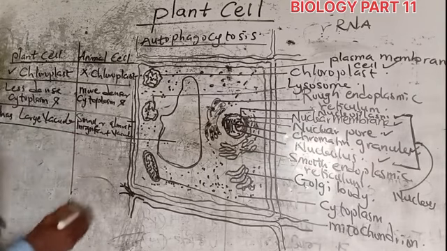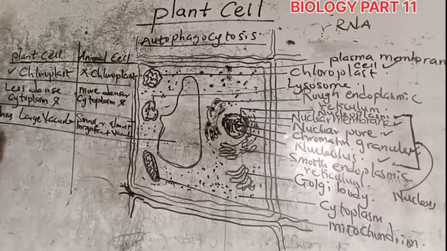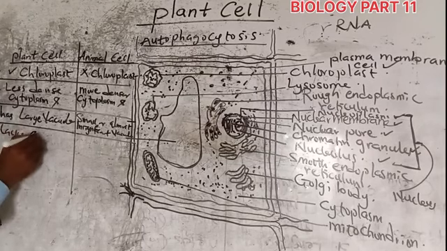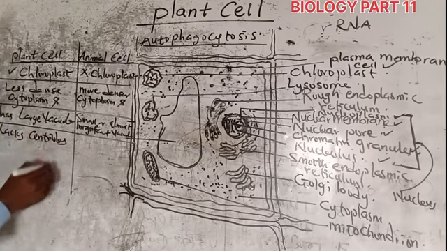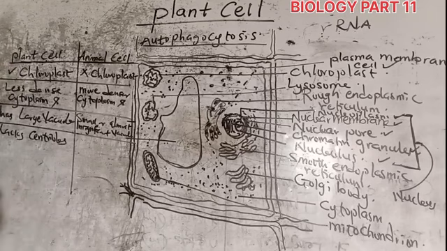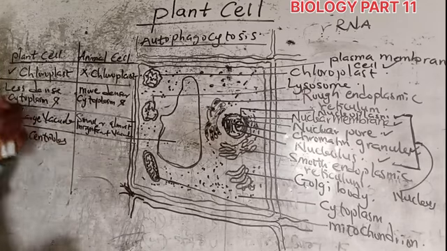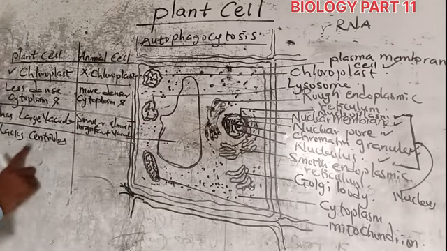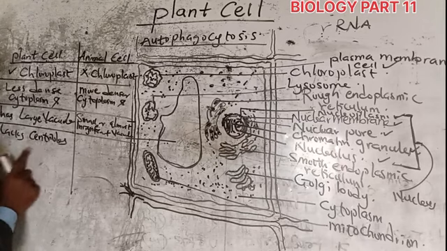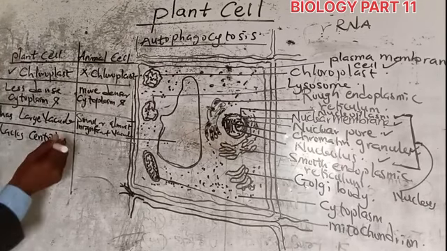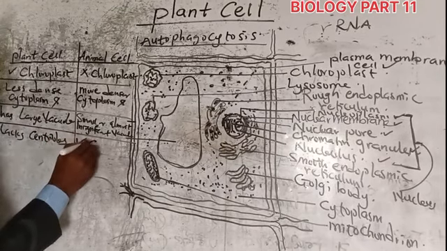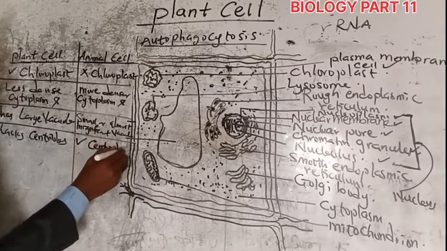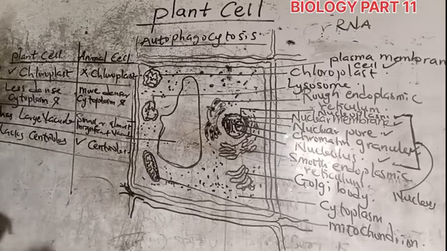That's number three. Number four difference, lacks centrioles. Plant cell lacks centrioles. I told you earlier that the centrioles is the only organelle that you cannot find in the plant cell, but you can find it in the animal cell. This is one of the major things that differentiate them. Plant cell does not have centrioles, but animal cell has the presence of centrioles. You see the way we differentiate them? That's number four.